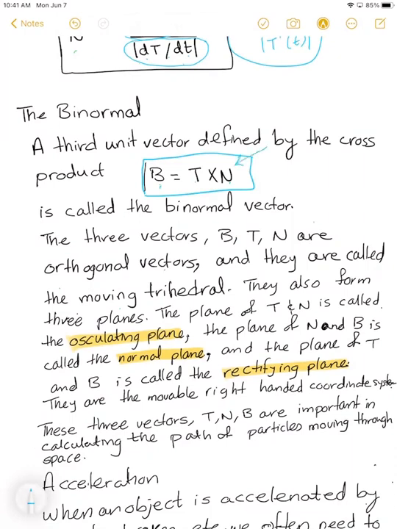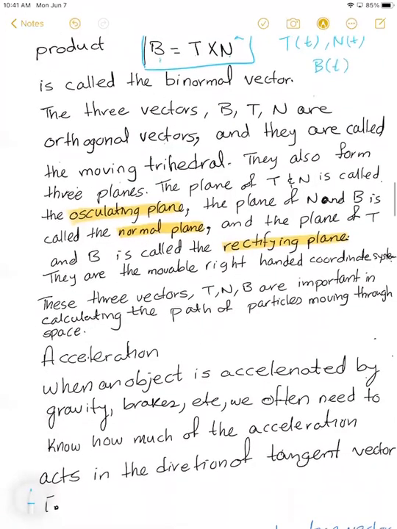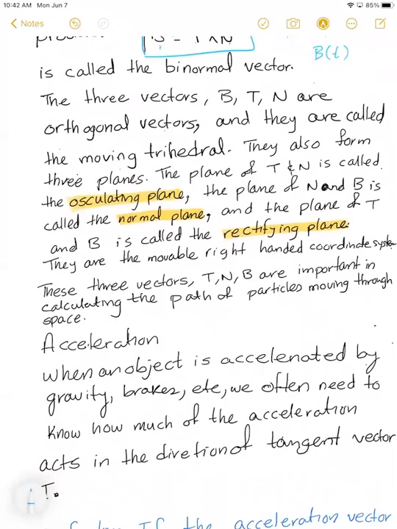And all these can be considered vector functions: T is a vector function of t, N is a vector function of t, and B is a vector function of t. And the three vectors, the binormal, the unit tangent, and the unit normal vector, are orthogonal vectors. They're all orthogonal to each other. So they're called the moving trihedral. And they also form three planes.